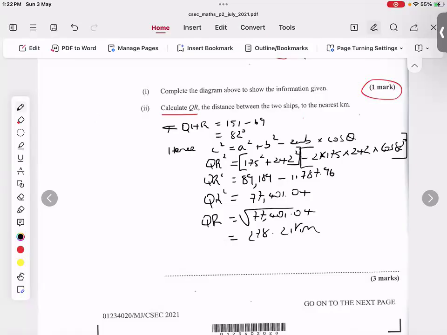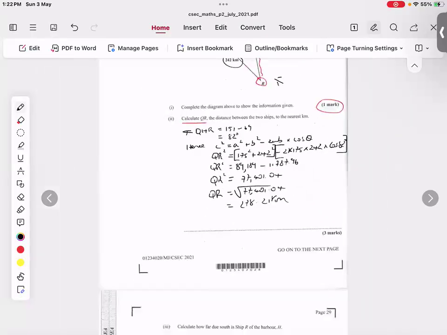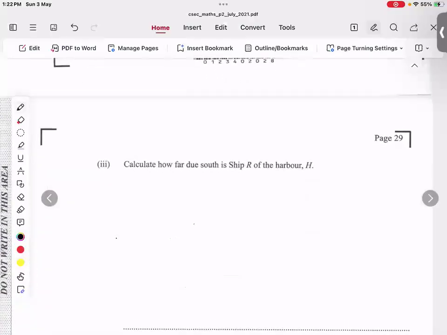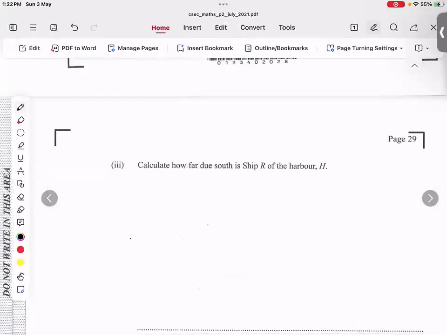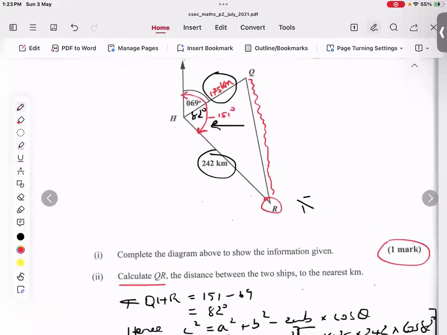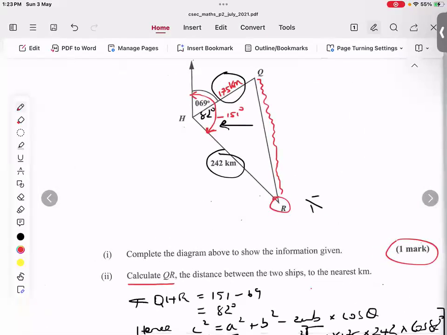All right, so make sure you make a note of that. Cosine rule and sine rule is very, very common on these type of questions. Now we're looking to find out how far due south. Due south is a keyword. Make sure you know where this is. Due south meaning a straight line down. So how far due south is ship R from H?